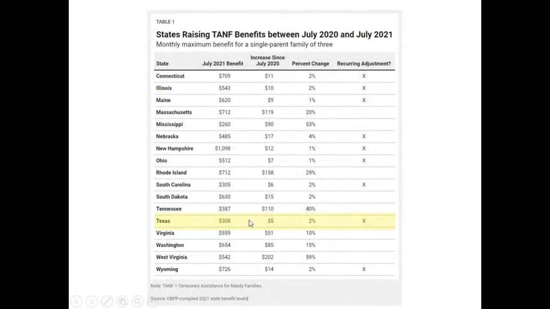Look at this. This shows that in Texas, over a 1-year period from July of 2020 to July of 2021, the benefit only increased by $5, which that's not even close to keeping up with inflation, right?